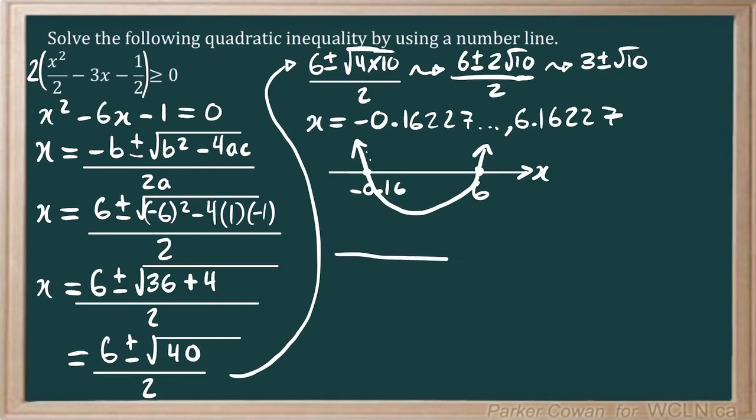So if we want to draw that on a number line, we're going to have 6 here, negative 0.16 here, and then we're just going to draw those lines, saying, okay, from 6 to infinity and negative 0.16 to negative infinity, that is where our inequality is satisfied. And finally, the last distinction we have to make is that we're saying greater than or equal to, so we use that solid circle. Okay, so that's all for this one.